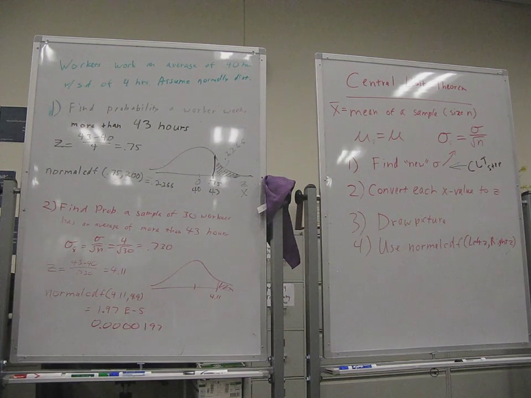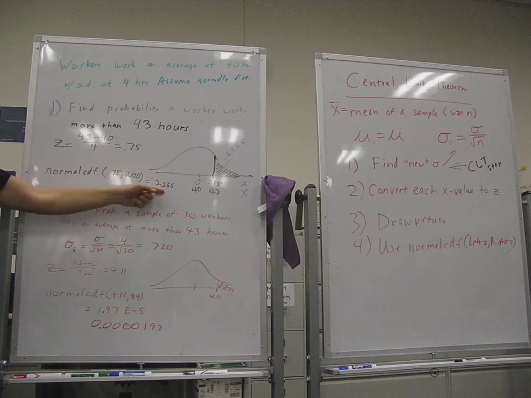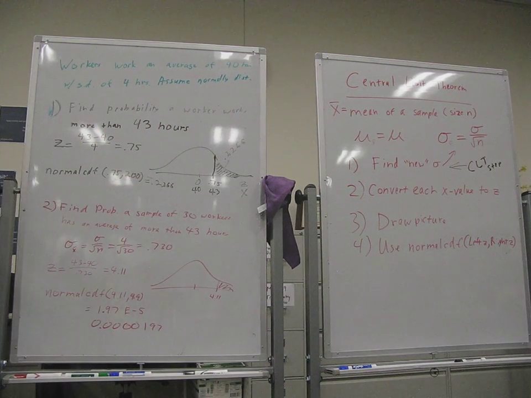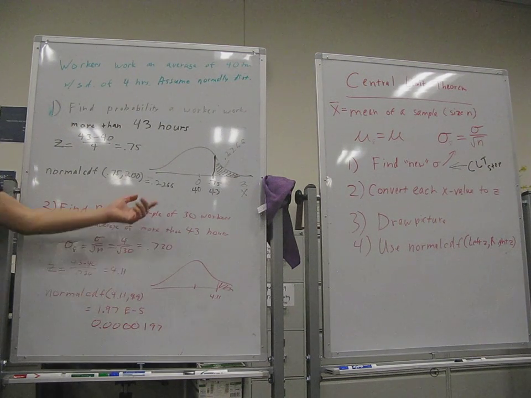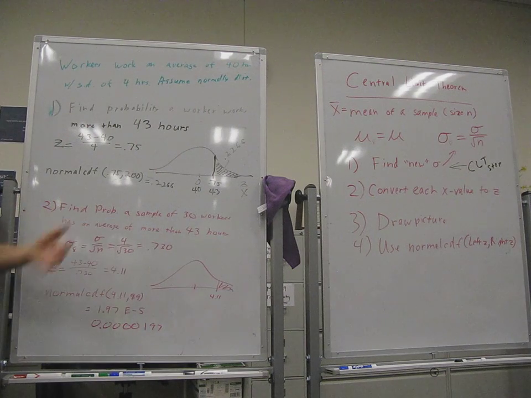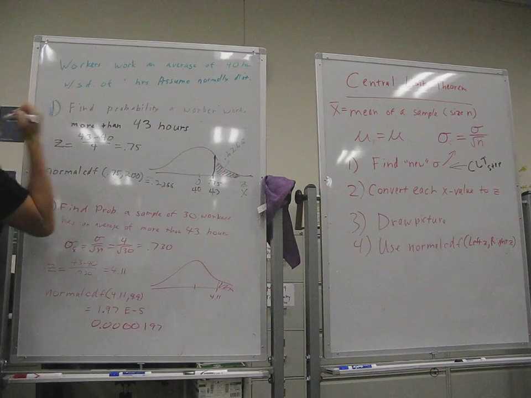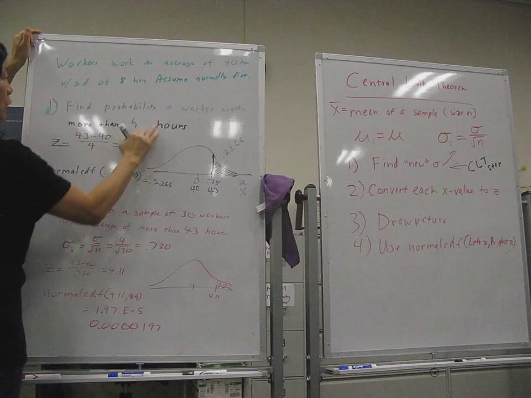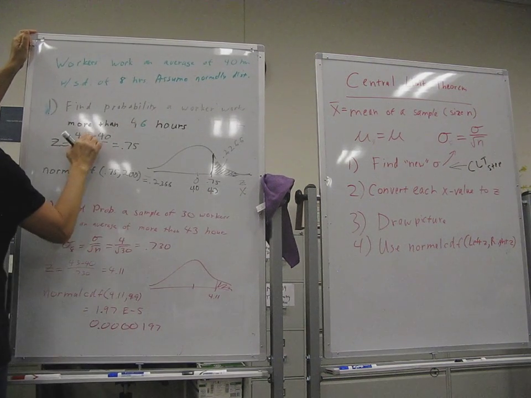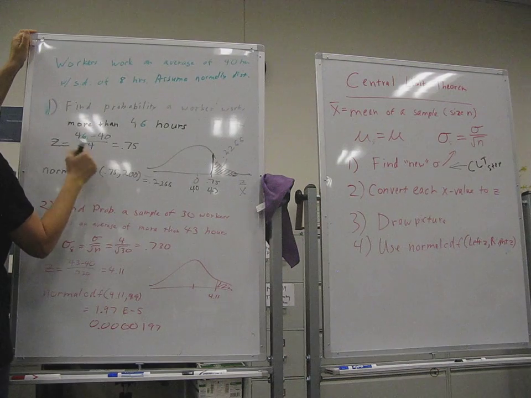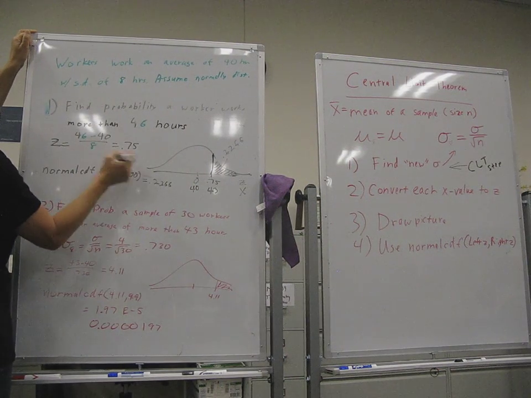Okay, so do you guys see the difference? If you're talking about just 1 worker, it's almost 23%. If you're talking about a sample of 30, then all of a sudden, getting an average of 43 is a lot harder. And maybe these numbers are unreasonable. Maybe I should have made this a standard deviation of 8, right? And made this 46 hours. But then you'd still get 0.75 there.